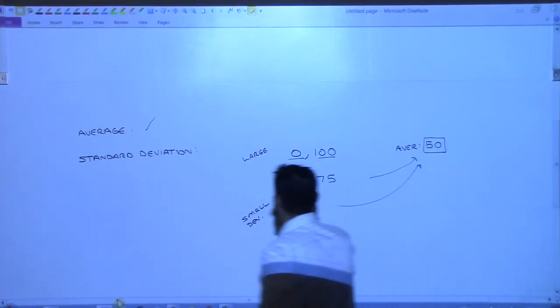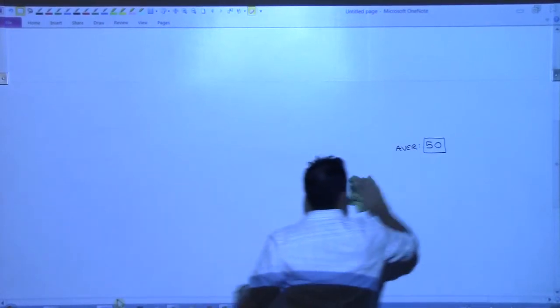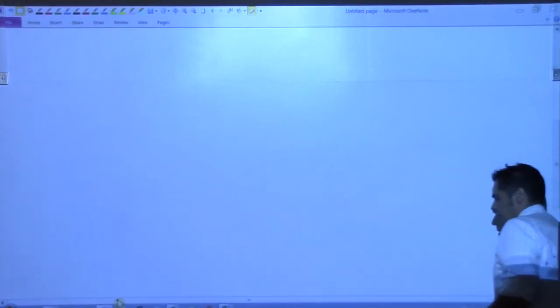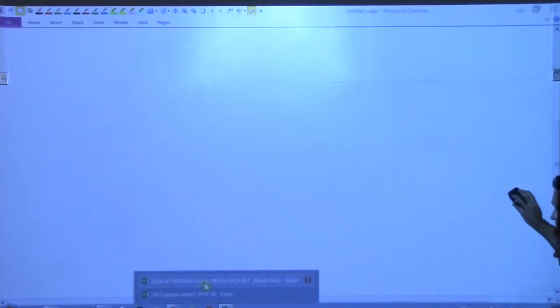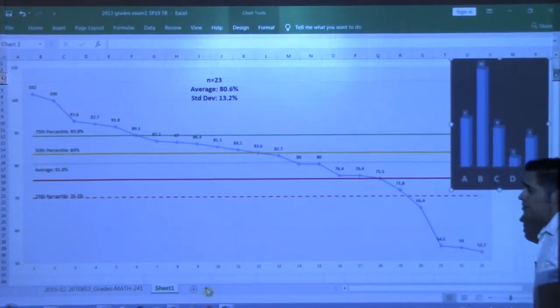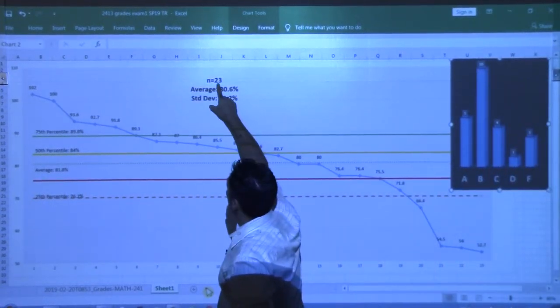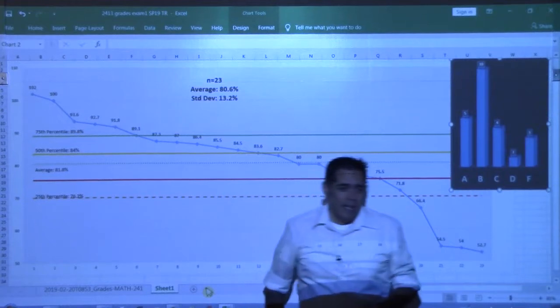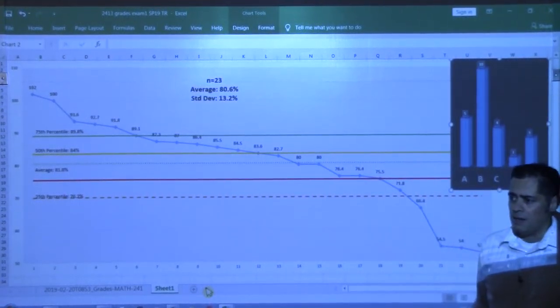So now I'm going to show you the data for the class, all right? And I'll talk about the standard deviation once we get to it. All right, so for this class, on the first test, I was extremely pleased, all right? We had 23 students take the test. We had a class average of an 80.6, which already right there is high.